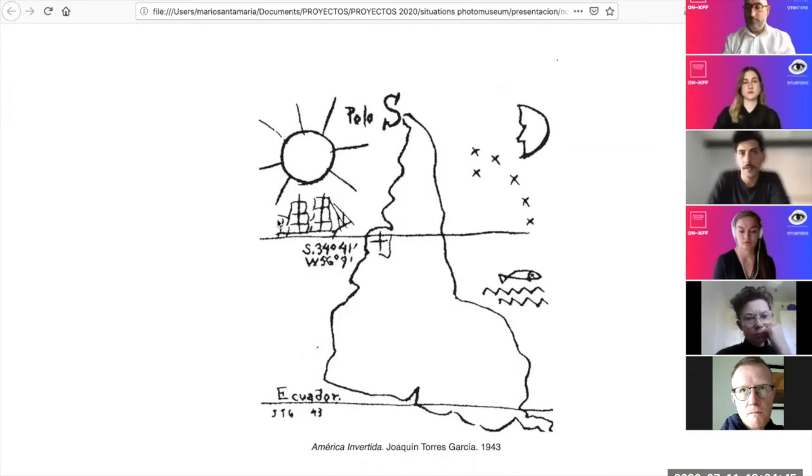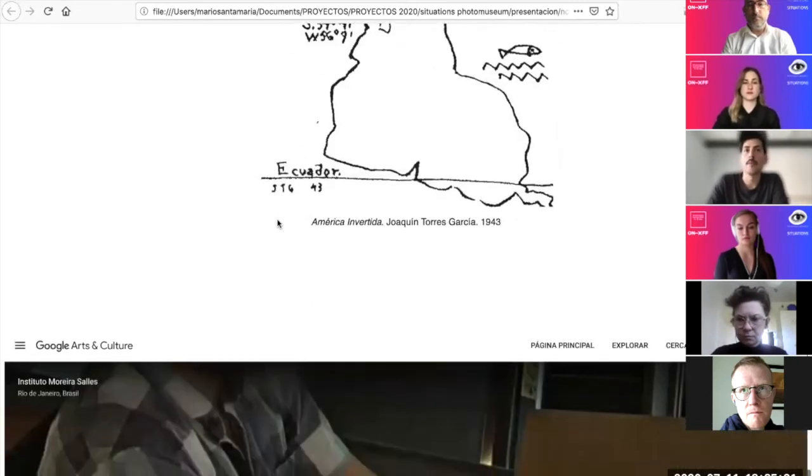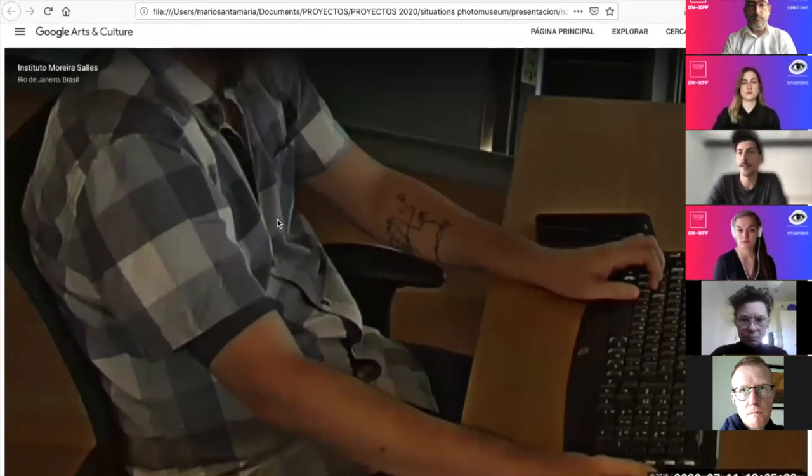I want to finish this talk with an artwork I actually discovered in Google Art Project. It's a drawing by Joaquín Torres García, America Invertida, 1943. I found this work tattooed on the arm of someone at the Morella Cells Institute in Brazil, in one of these bodies that was supposed to be removed by Google Art Project. This is the screenshot.